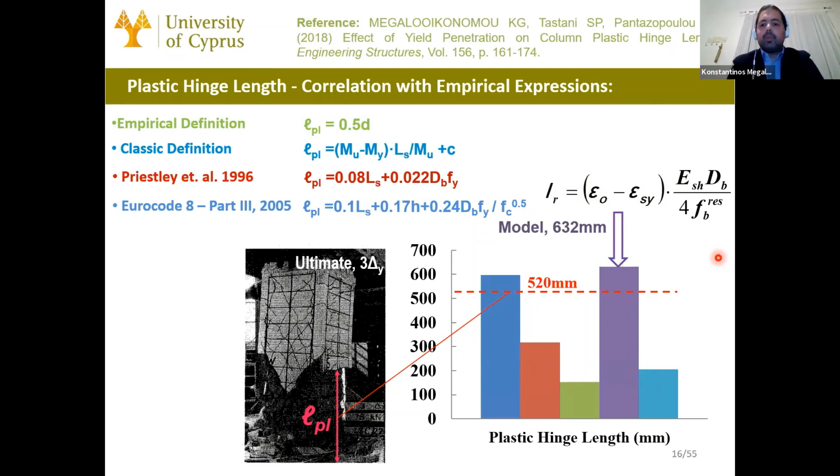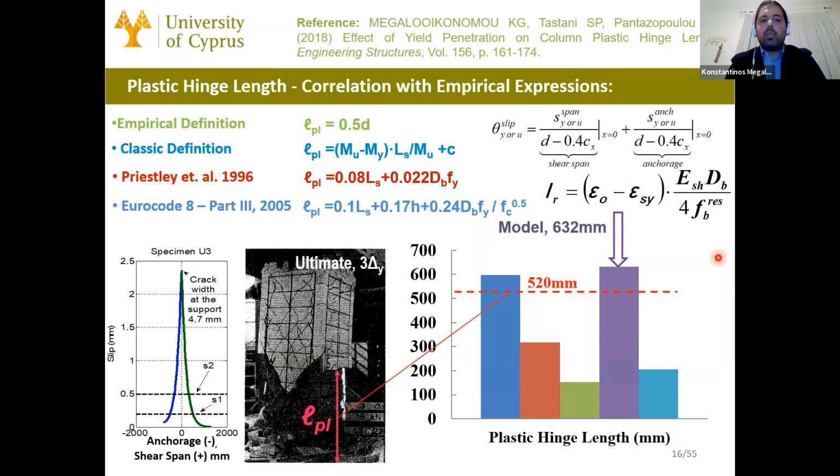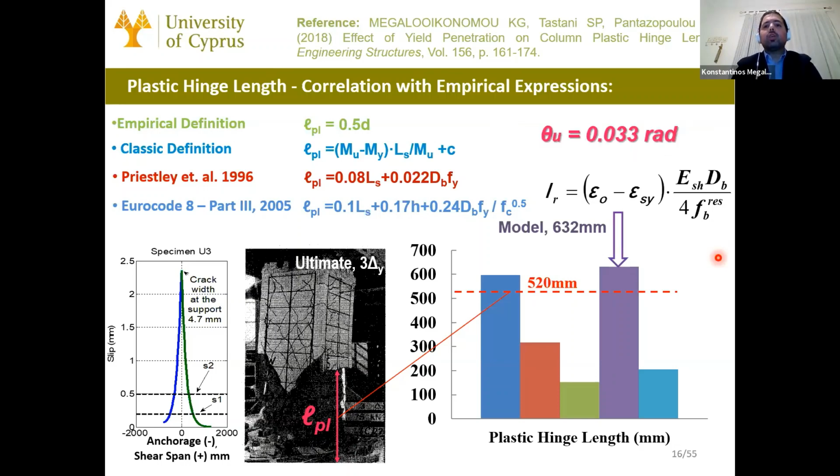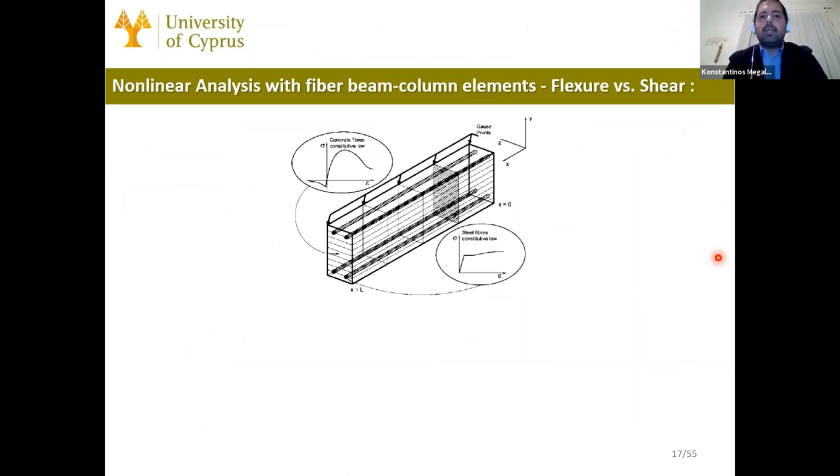And also we define the slip of the bar pull out, and we calculate also the rotation that is 3.3%, close to what the experiment gave in this case. So this part of the presentation was about the pull out slip and the plastic hinge length. I will continue with the shear mechanism, flexural mechanism, and their interaction using a fiber beam column element.